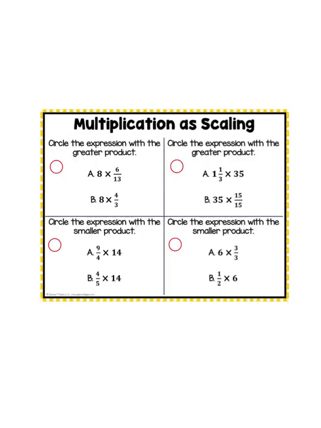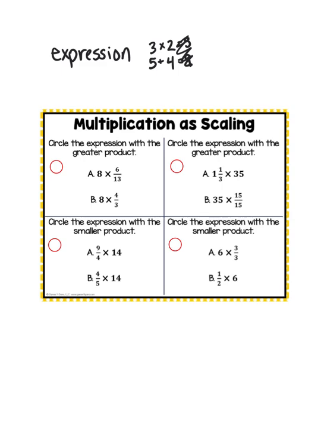Okay, here we're being told to circle the expression with the greater product. Reminder. An expression is like an equation but without the answer. So 8 times 6/13 is an expression. 3 times 2 is an expression. 5 plus 4 is an expression. If it doesn't have the answer, we call it an expression. If it has the answer with an equal sign, we call it an equation.